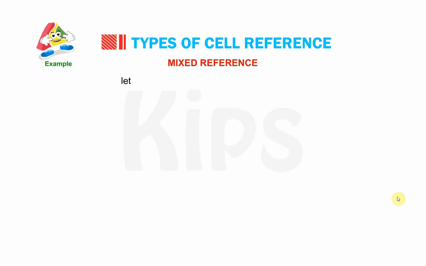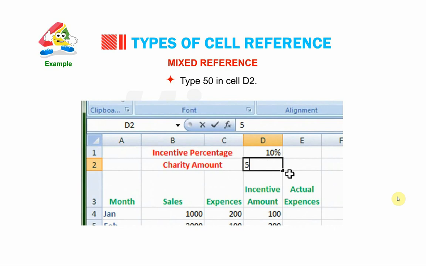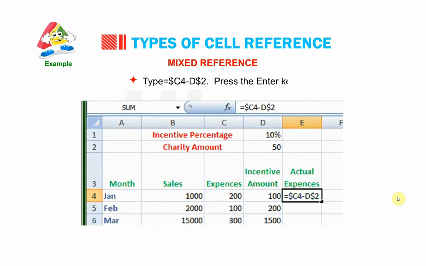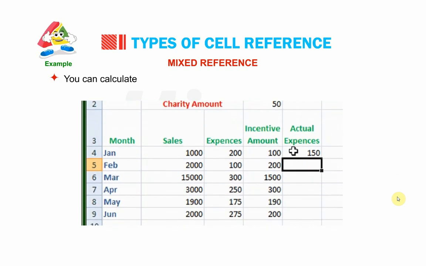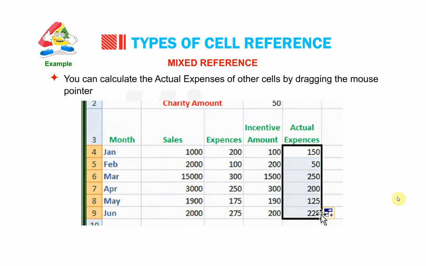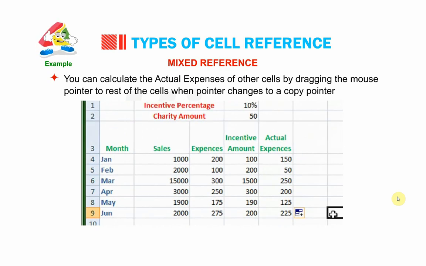For example, let us calculate the actual money expenses. Type 50 in cell D2. Click on cell E4. Type $C4 minus D$2. Press the Enter key. You can calculate the actual expenses of other cells by dragging the mouse pointer to the rest of the cells when the pointer changes to a copy pointer symbol.